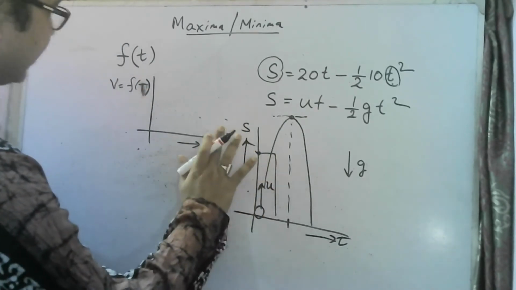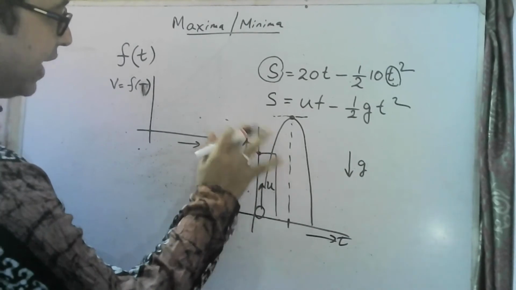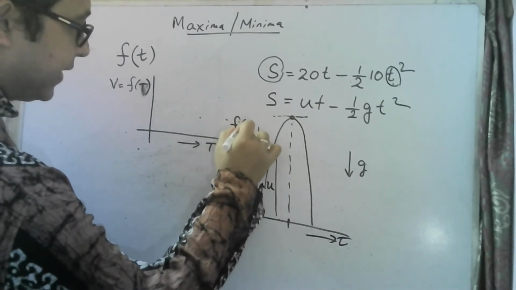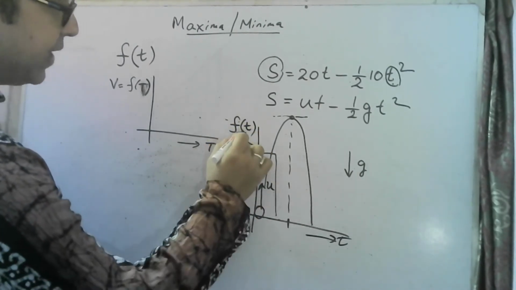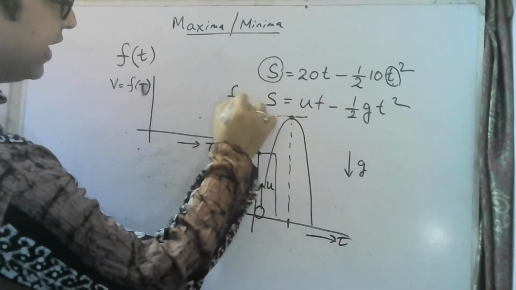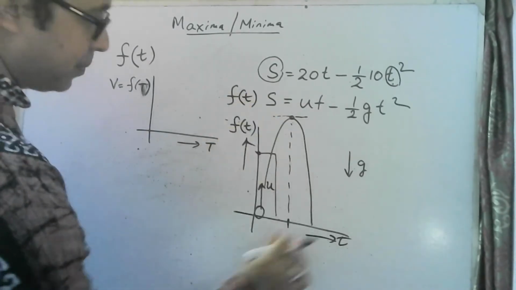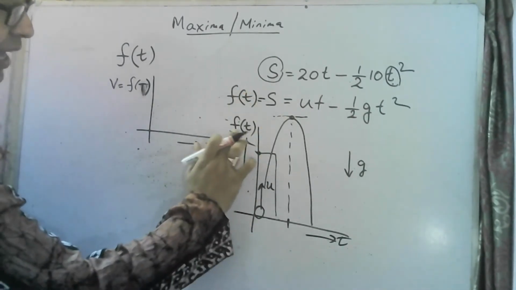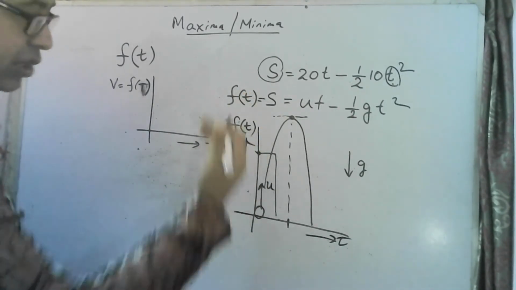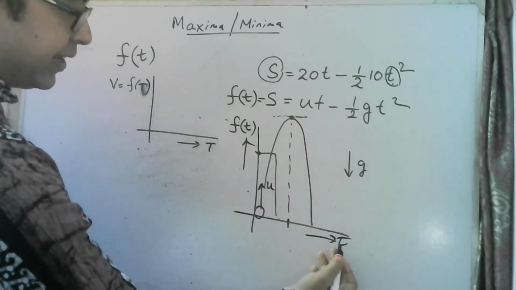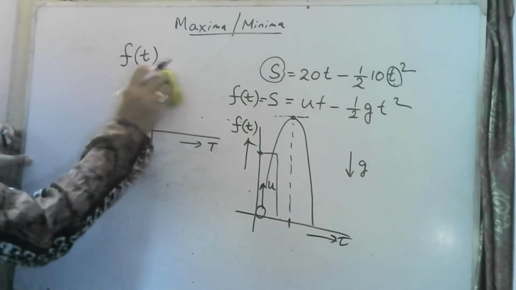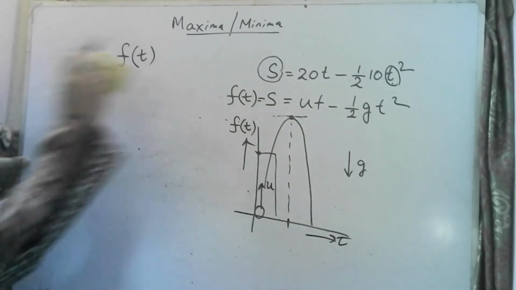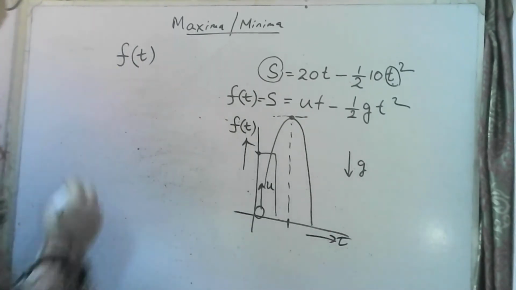We will term this s as f(t), so it is better to understand. f(t) is basically s, the displacement with respect to time. On the s-axis, we can write this as f(t) also, because f(t) is dependent on t. So you have been given a function f(t).